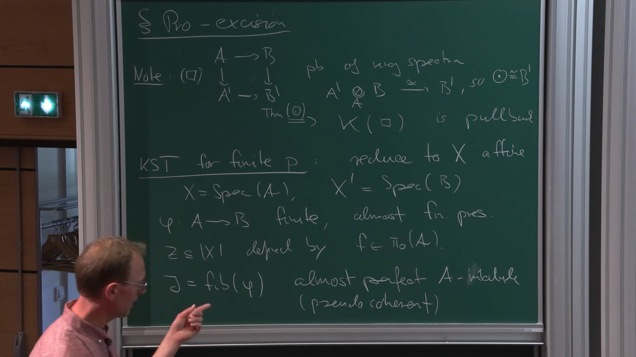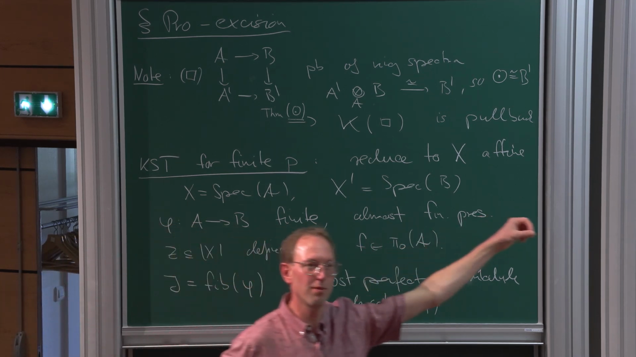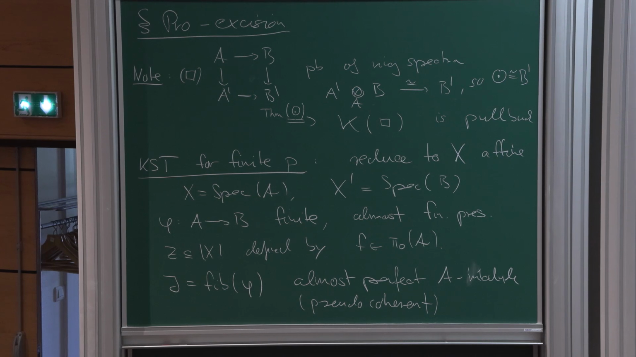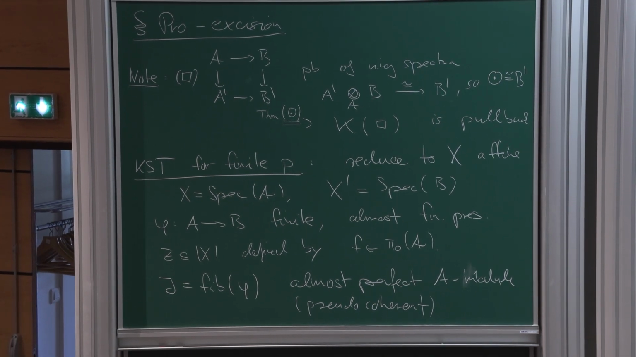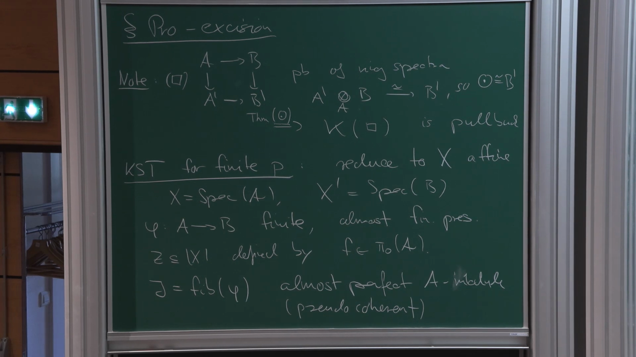So in the discrete setting, this would just say that this can be resolved by a complex whose terms are finitely generated projective modules, or even finite free, but could be of arbitrary length. And this goes wrong in this example there. Okay.